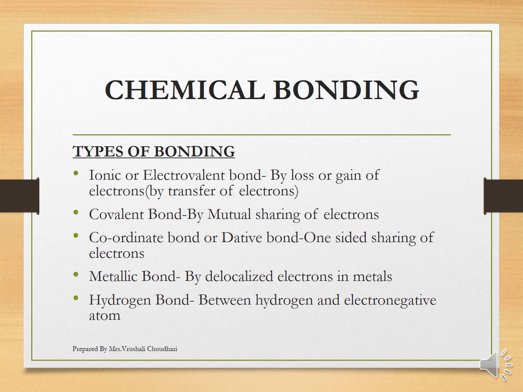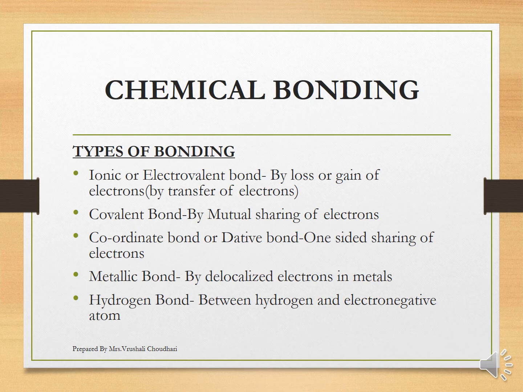When we study the different types of bonding, the first type is the ionic bond or electrovalent bond, which is formed by loss or gain of electrons, by transfer of electrons. Second is the covalent bond, formed by mutual sharing of electrons. Coordinate bond, also called dative bond, is one-sided sharing of electrons. Metallic bond is formed by delocalized electrons in metals. Hydrogen bond is formed between hydrogen and an electronegative atom.